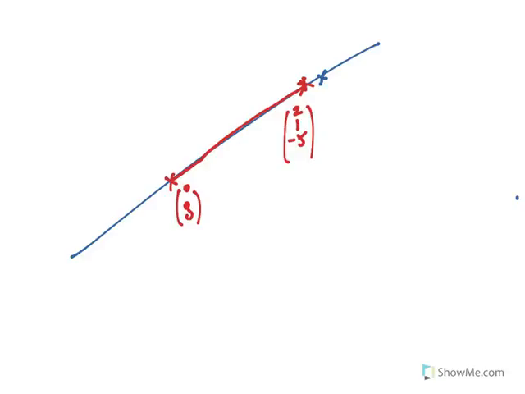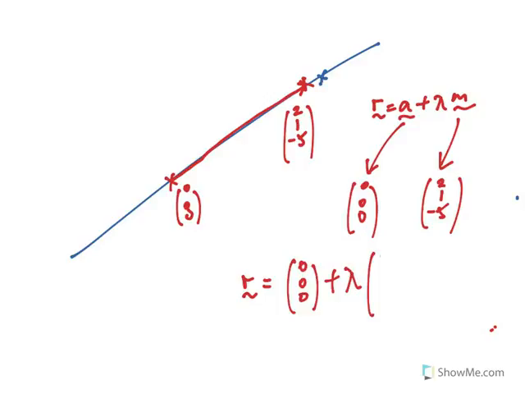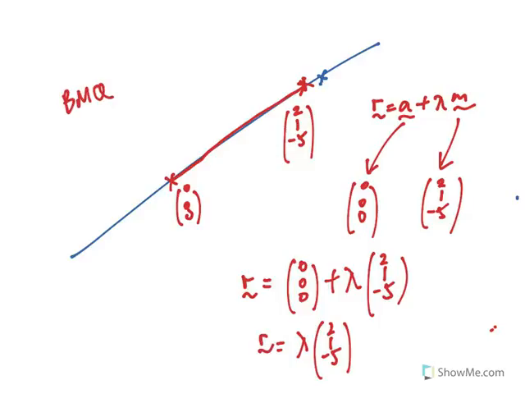So very quickly, if you were to find the direction vector using r equals a plus lambda m, you can see that m will just be (2, 1, -5). And what is a? A will just be any point on the line, or we can just use (0, 0, 0). The origin is nothing, so we don't even write it down. So it's just r equals (0, 0, 0) plus lambda (2, 1, -5), which is just lambda (2, 1, -5). Yep, and that's the equation for BMQ 1B.